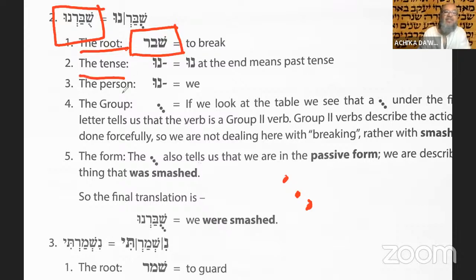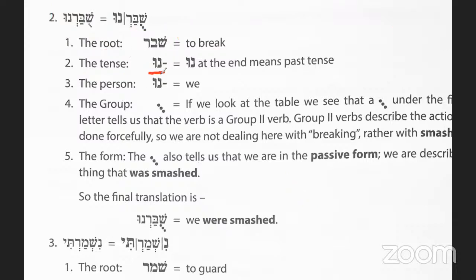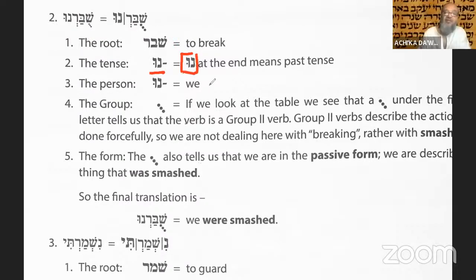The second thing is the tense. Is it past tense or is it future tense? It's in the past. Why is it past? Because these 2 letters here, this sufformative or suffix, are added on the end of the root. Nu is a person, right? What type of person? Is it first person, second person, or third person?